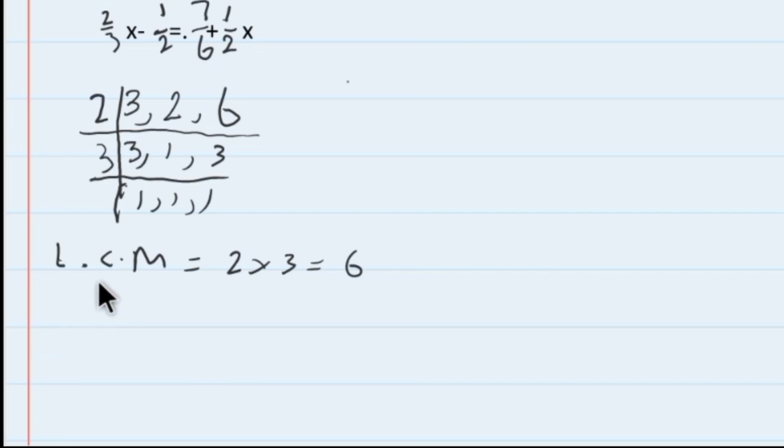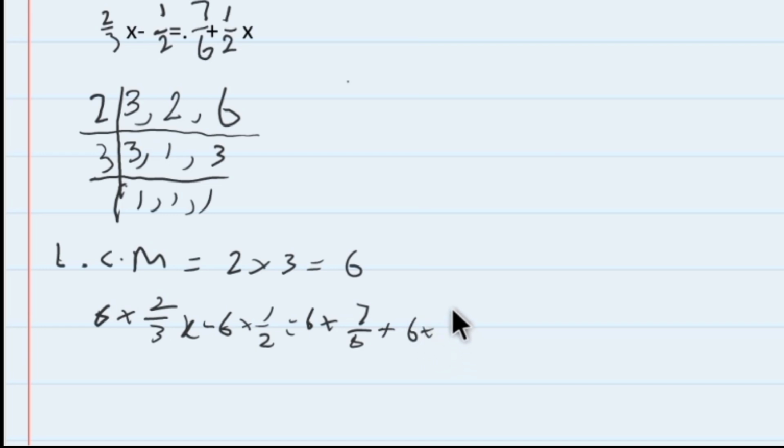Now we multiply the LCD, that is the least common denominator, by all the four terms, that is this 6 multiplied by all these four terms. So first we multiply the LCD by the first term, that is 6 multiplied by 2 over 3x. Now with the second term, 6 multiplied by 1 over 2, which is equal to 6 multiplied by 7 over 6, plus 6 multiplied by 1 over 2x. So we have multiplied the LCD by all the four terms.